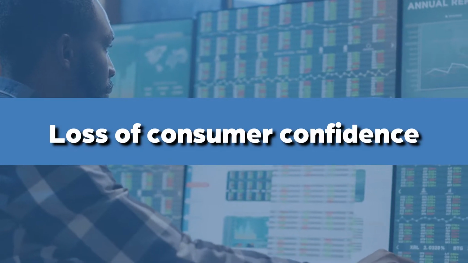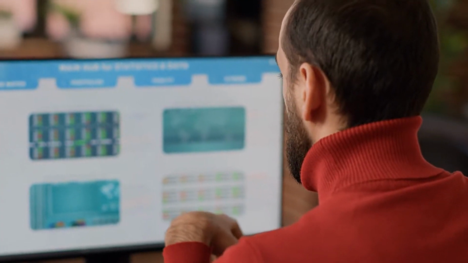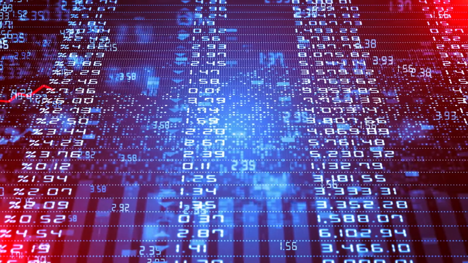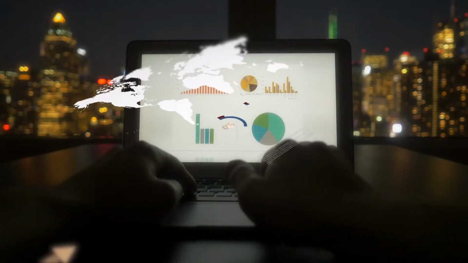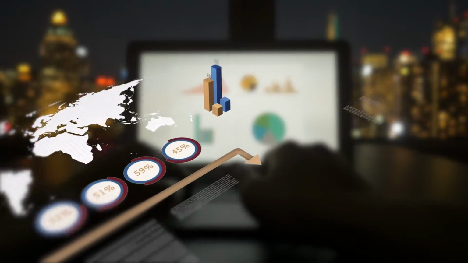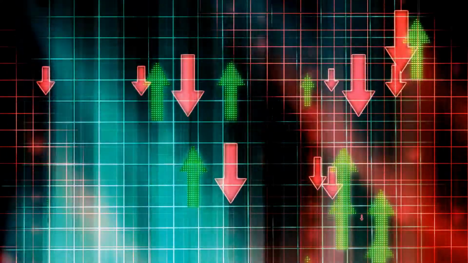Loss of consumer confidence. When consumers become worried about the state of the economy, they slow down their spending and try to save as much as they can. Since almost 70% of GDP depends on consumer spending, the entire economy can drastically slow.